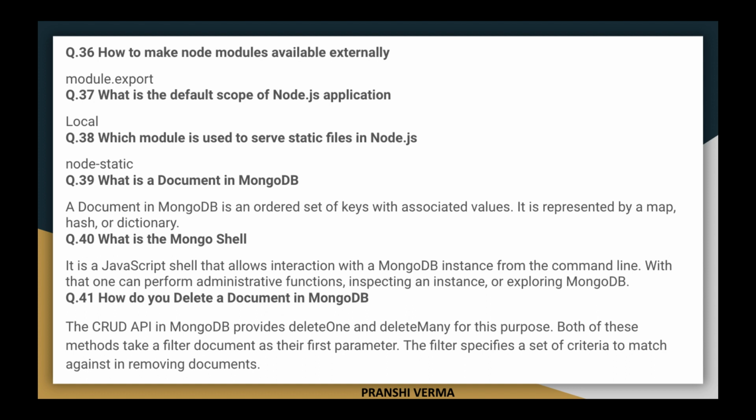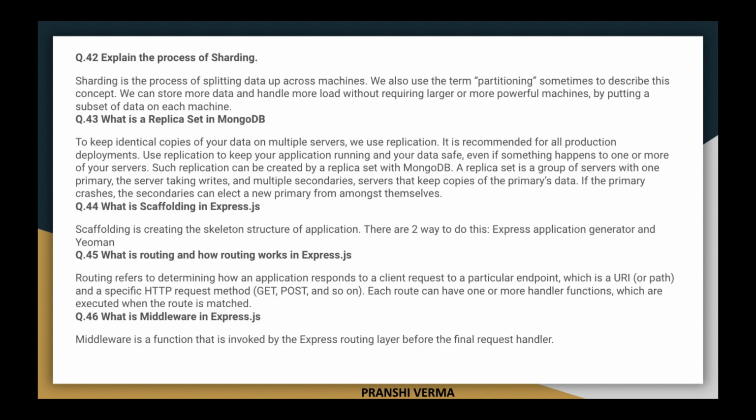Answer is the CRUD API in MongoDB provides deleteOne and deleteMany for this purpose. Both of these methods take a filter document as their first parameter. The filter specifies a set of criteria to match against in removing documents. Alright, let's move further. Next question is, explain the process of sharding.